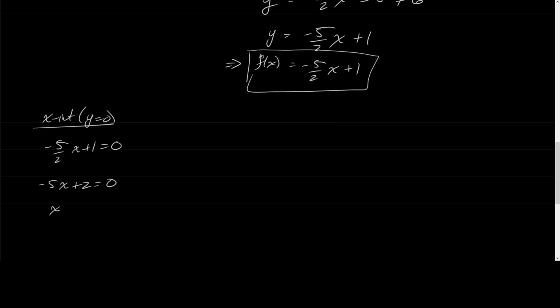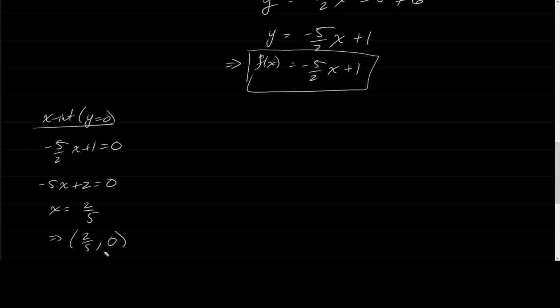Solving for x, I end up with 2/5, right? Subtract 2 from both sides, I end up with negative 2. Divide by a negative 5, so let's go ahead and get the 2/5. And negative divided by a negative is positive. So this tells us now that we end up with a coordinate 2/5 comma 0.